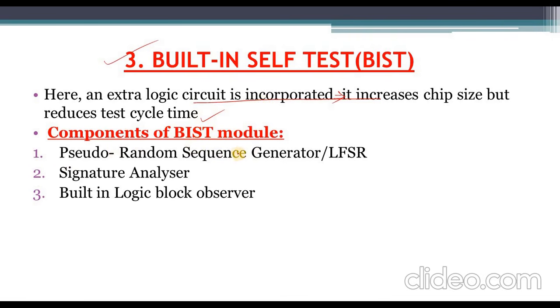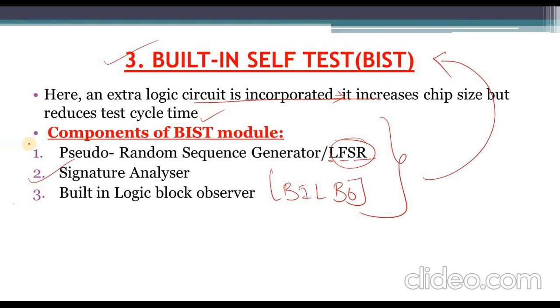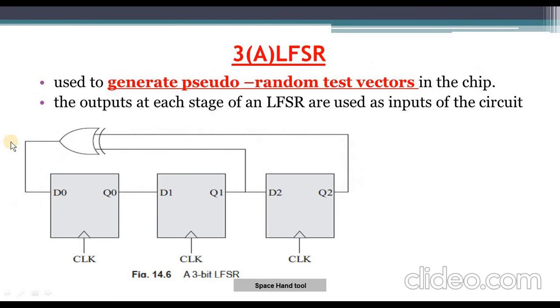The components of the BIST module I had initially discussed. Various components of built-in self-test are the pseudo random sequence generator, also called the linear feedback shift register, simply called LFSR. The next one is the signature analyzer, and the third one is the built-in logic block observer, simply called BILBO. These are the various components involved in the built-in self-test. So let's see one by one.